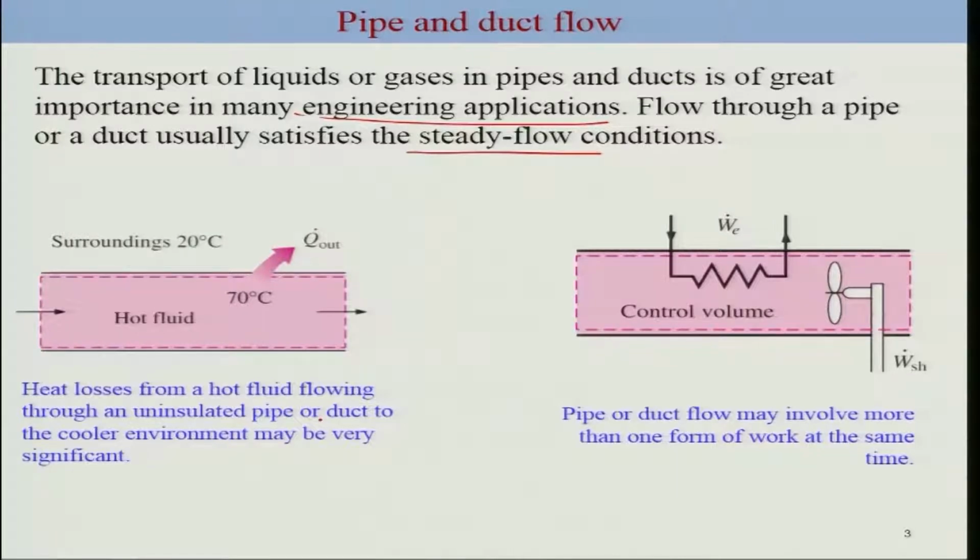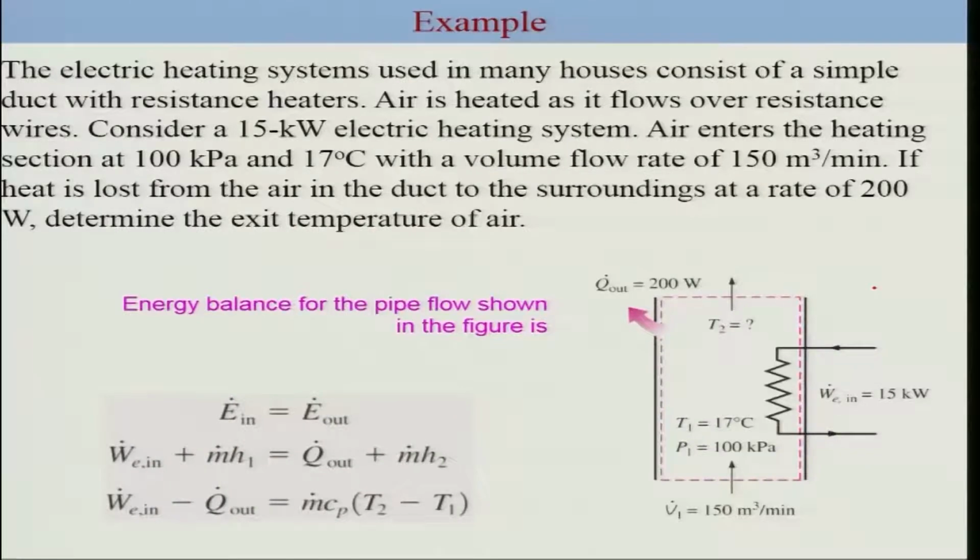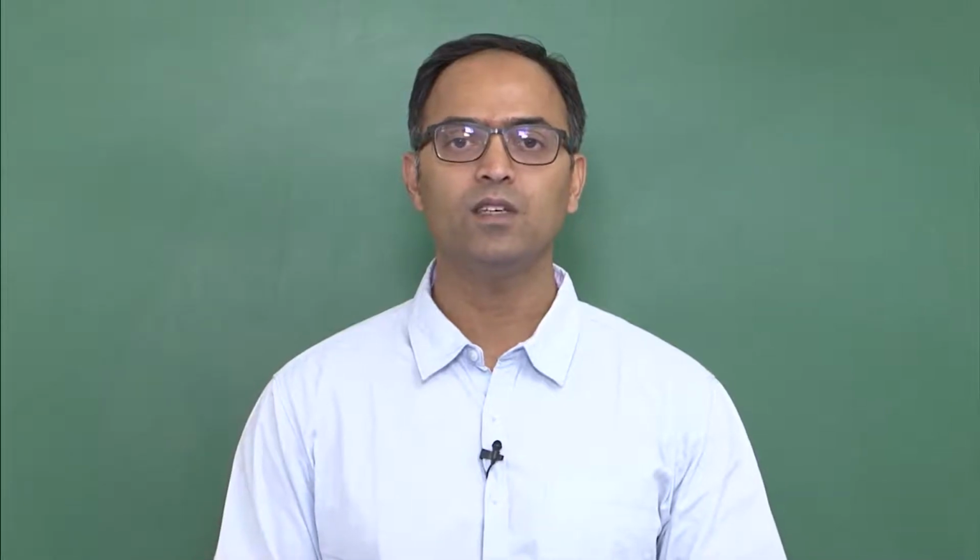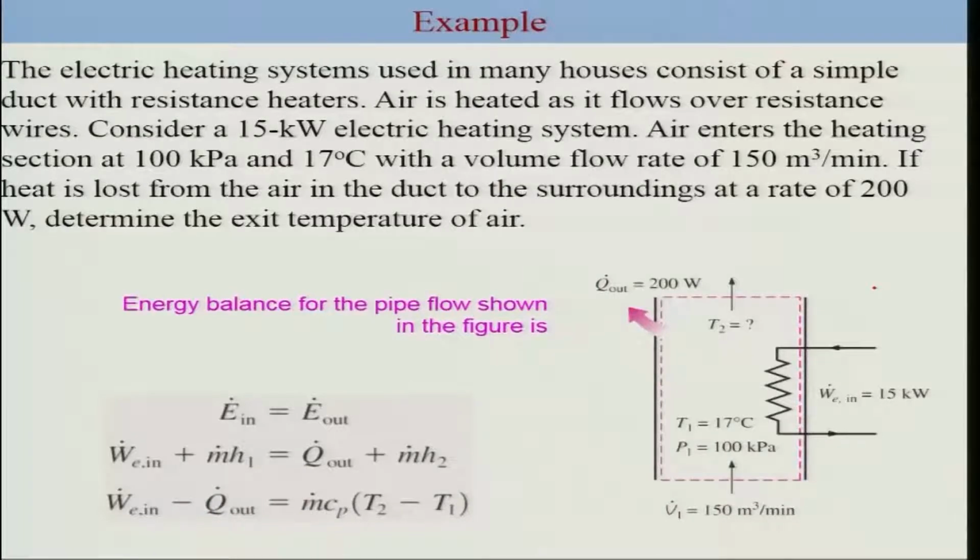This is an example of hot fluid flowing through a pipe, and the heat transfer in such conditions is quite significant. A typical pipe or duct flow may involve many forms of work. This is an example of electrical work as well as shaft work in pipe flow. So what is the energy and mass balance for a simple duct flow? We'll take one particular example to understand it.